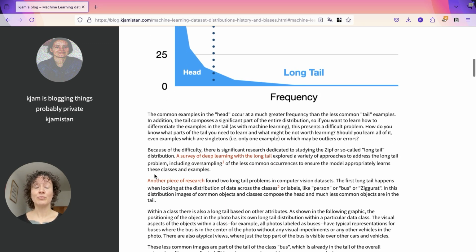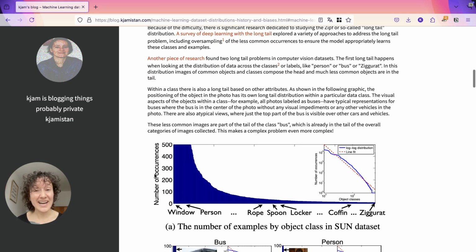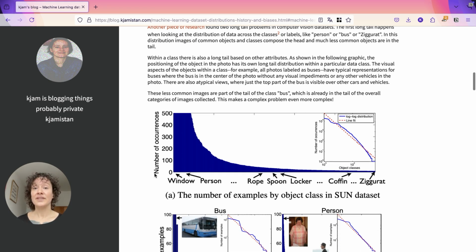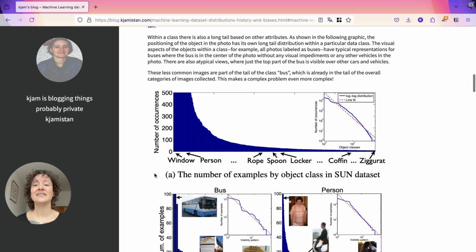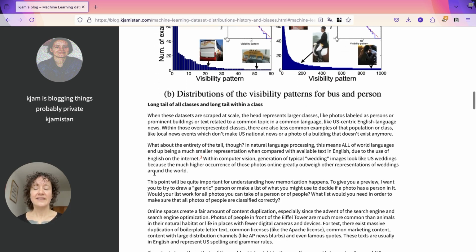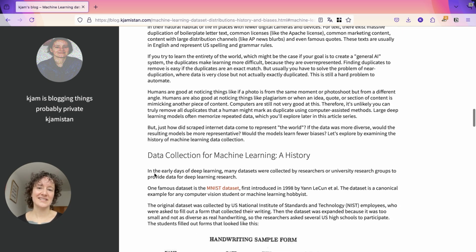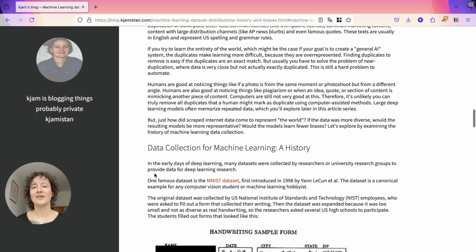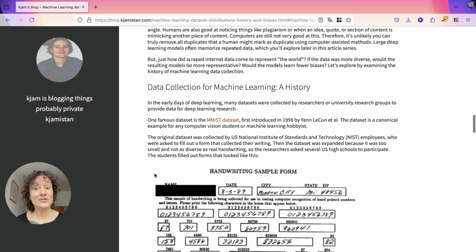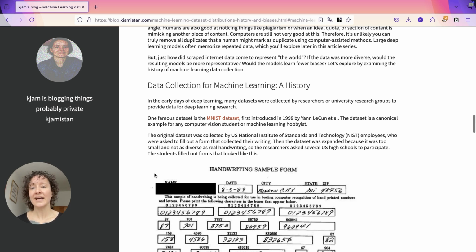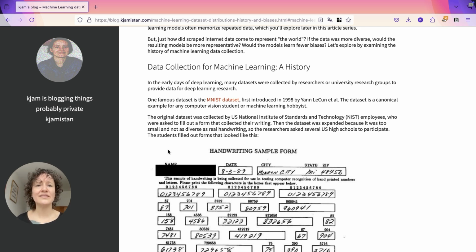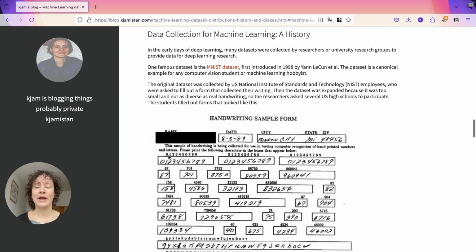So I walk through some research around trying to learn both, this issue and the complexity of the issue. And then I walk you through why is it that we don't just have better data sets to begin with? Why is it that our data sets are so skewed? And that goes through the history of machine learning data collection, why it is the way that it is. I walk you through MNIST.